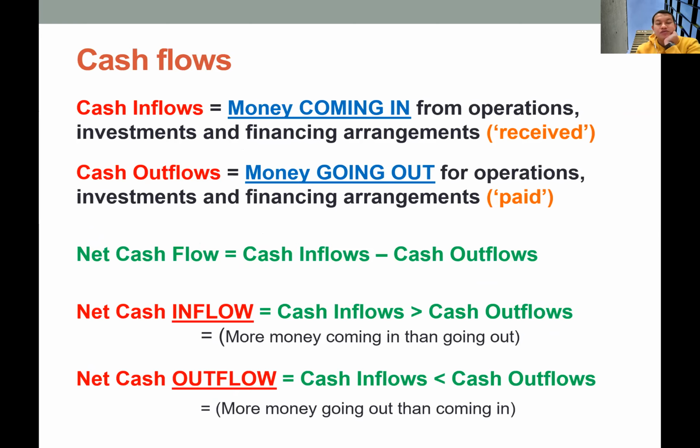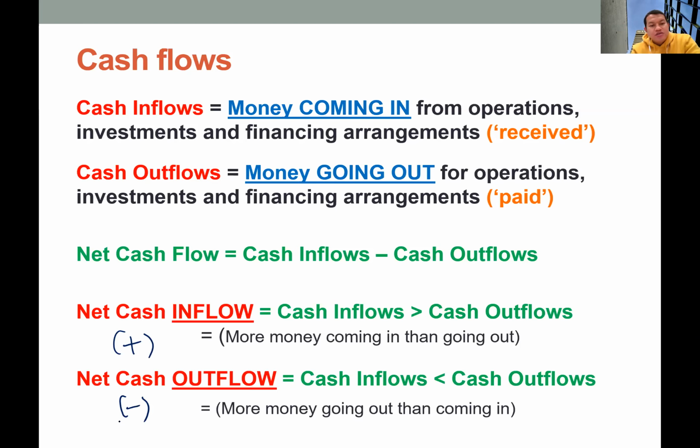And then we have cash outflows, basically money going out from the business, if the company uses cash to pay some expenses or any other operations. And we have the net cash flow, which is simply cash inflow minus cash outflow. So we'll have a positive net cash flow if the cash inflows are higher than cash outflows, and a negative net cash flow if the cash inflows are smaller than cash outflows.